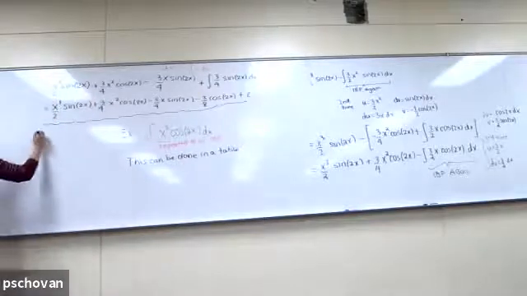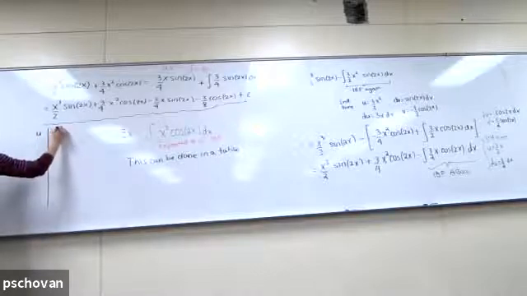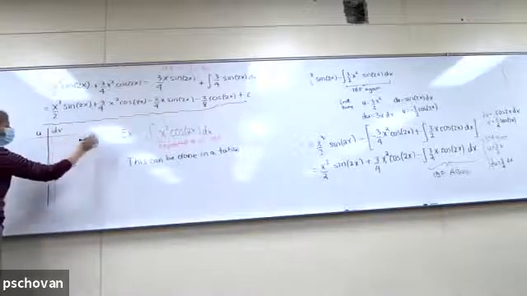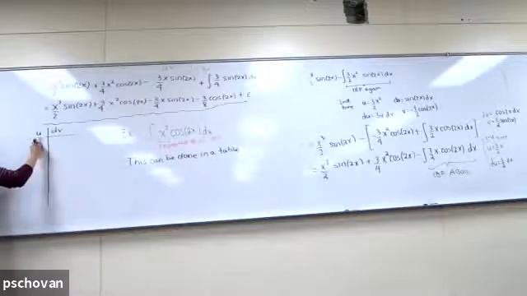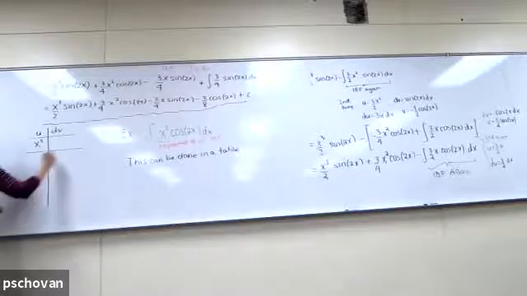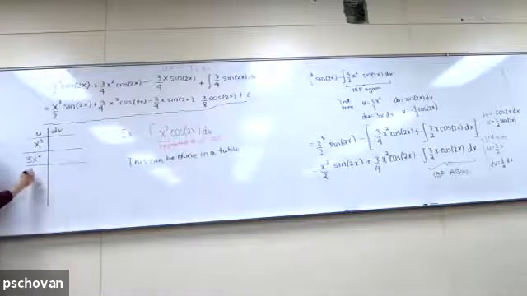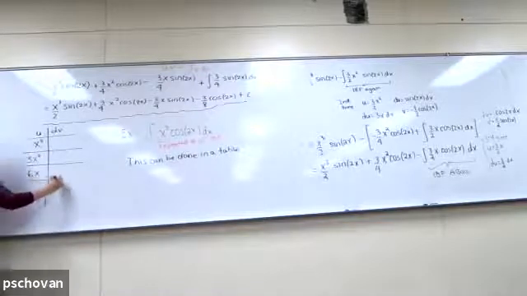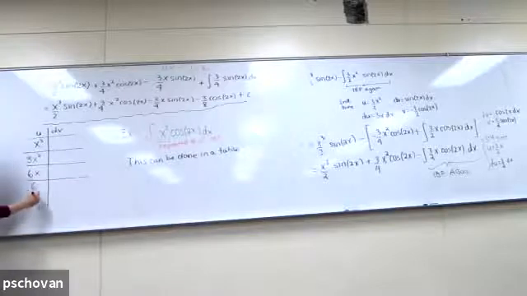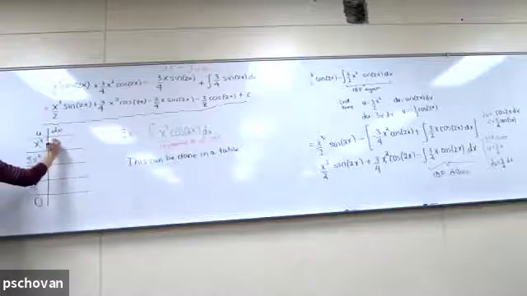Okay, so we'll make a column for u. We're going to make a column for dv. And we're going to pick u to be the polynomial. We're going to take as many derivatives of that as we can until we get 0. So here's the 3x squared. Here's 6x. Next one 6. And then finally I get 0. Then let's put the trig function over here.